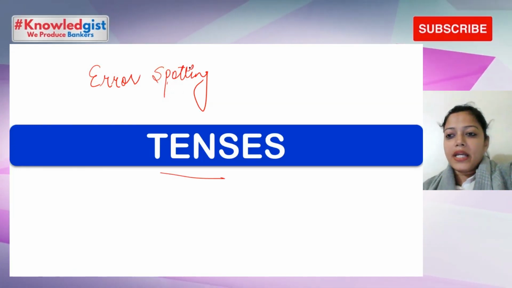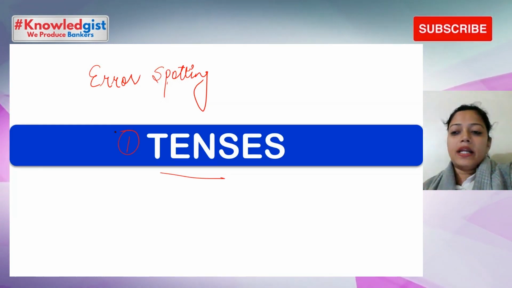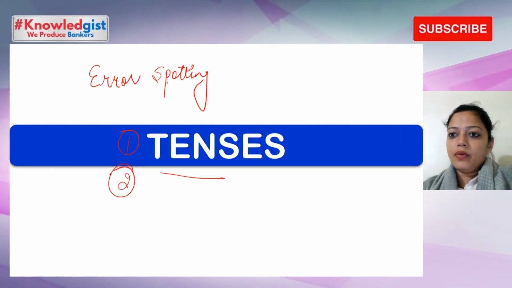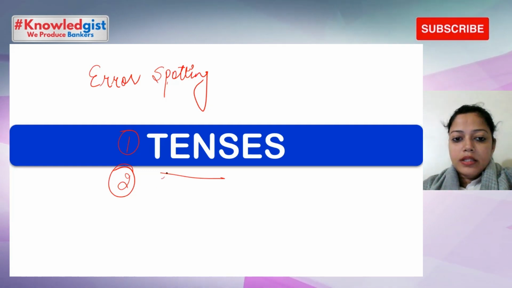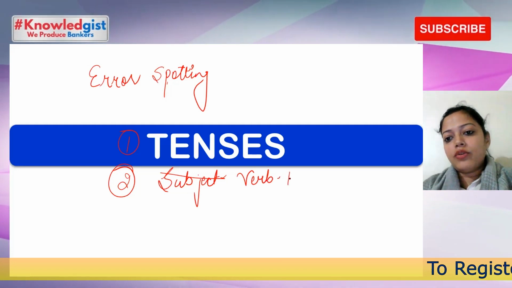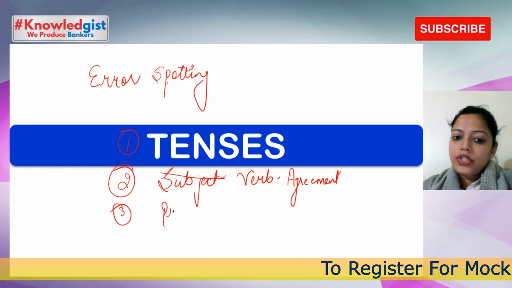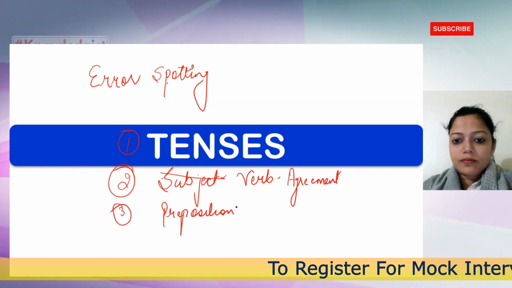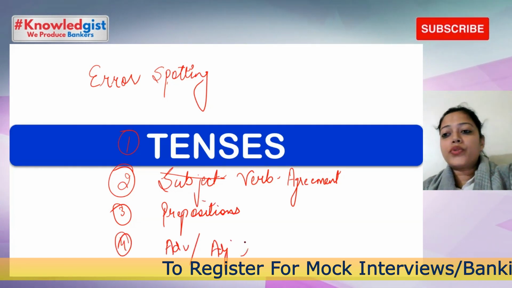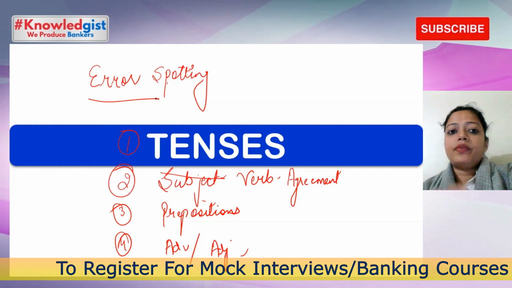And if I talk about error spotting, tenses are the most important topic. And if I talk about other topics, there will be subject verb agreement. After tenses, there will be subject verb agreement. After that, prepositions. And then adverb and adjective. These are the most important topics of English grammar, with the help of which you can spot the error.